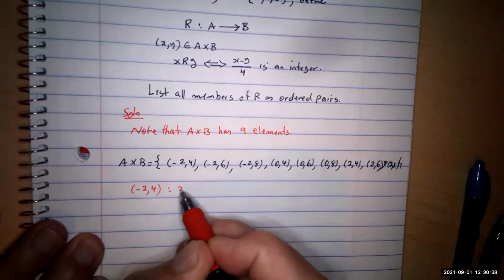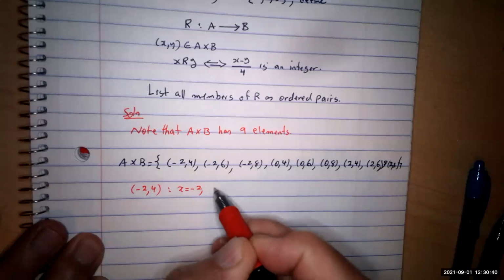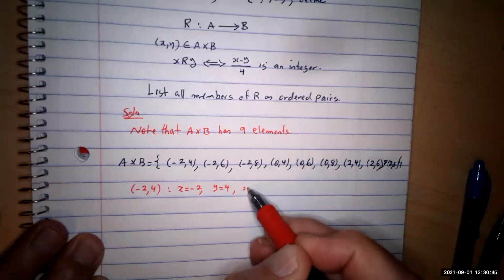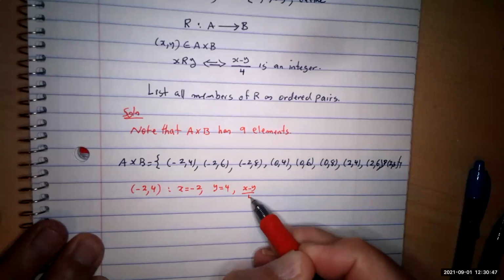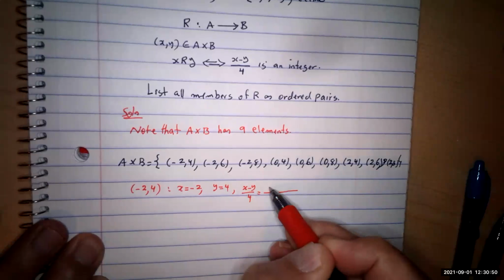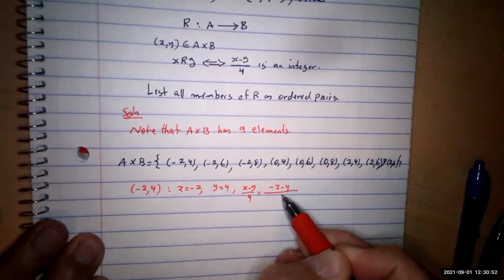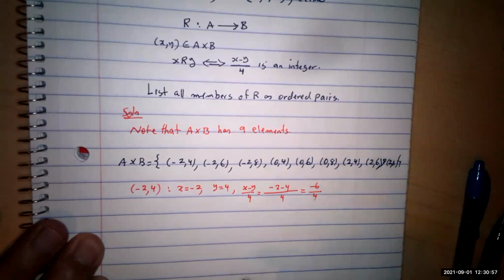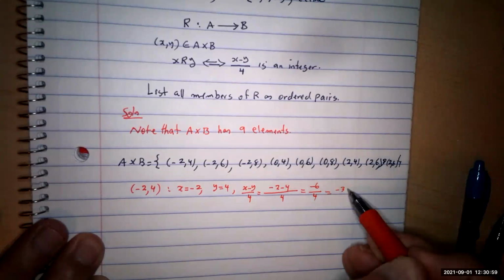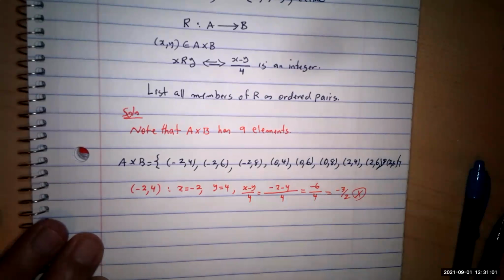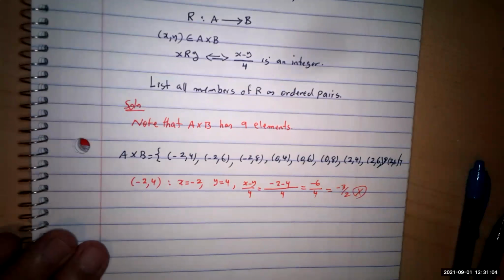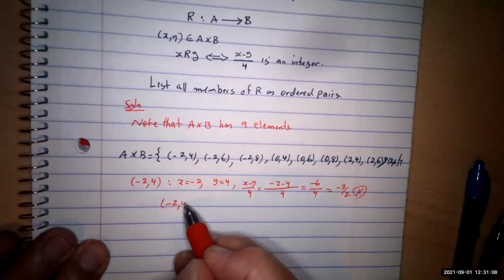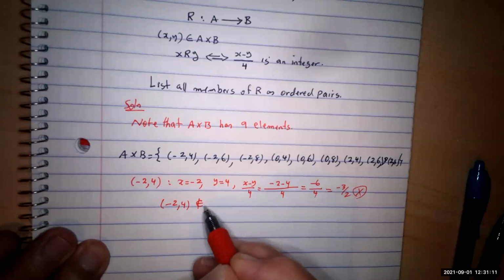So this means X is equal to -2, Y is equal to 4. So (X minus Y) over 4 would be (-2 minus 4) over 4. That gives -6 over 4. You simplify that, giving -3/2. So it's not an integer. So this means -2 and 4 does not belong to R.